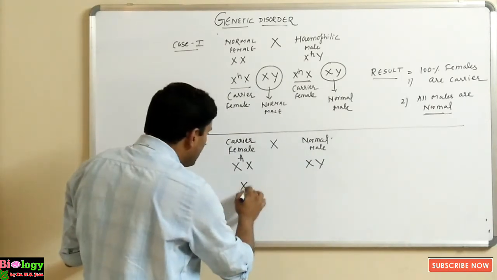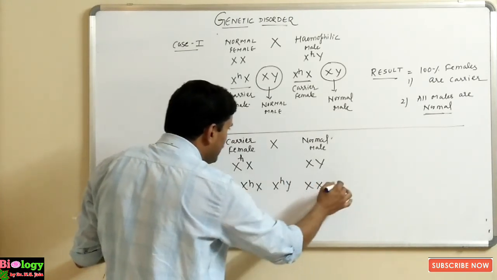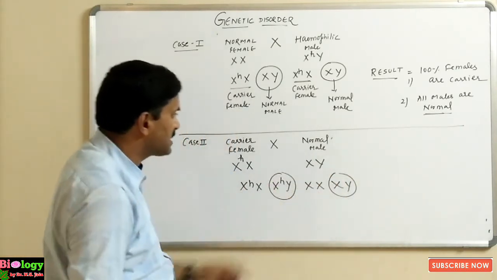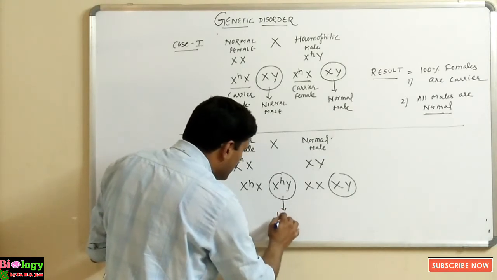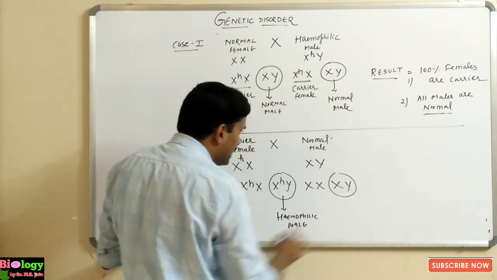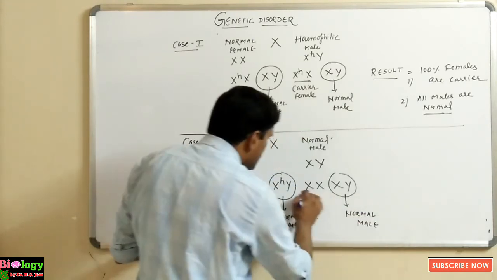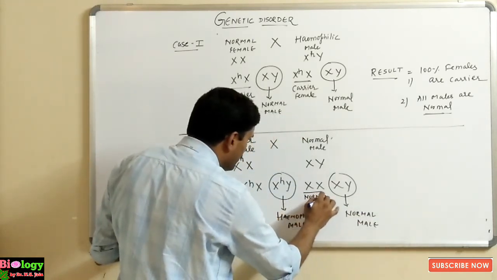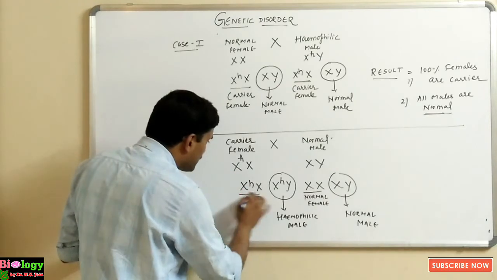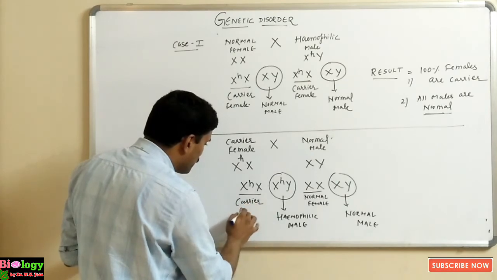So what will happen now? XHX, XHY, we are crossing XX and X and Y. Now I am encircling the males so you can view the males and the females separately. Now see here, this is a hemophilic male and this is a normal male. Okay, she is a normal female not suffering from hemophilia, and as well she is not a carrier. And see here, what is this? XHX, so she is a carrier female.